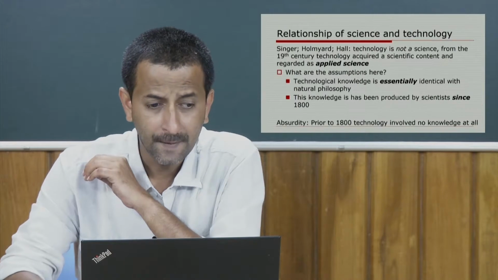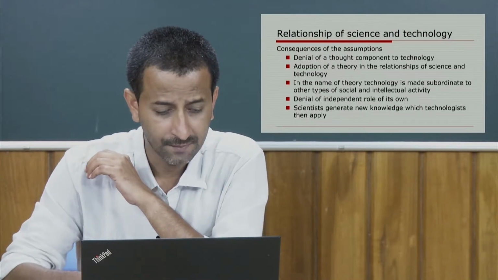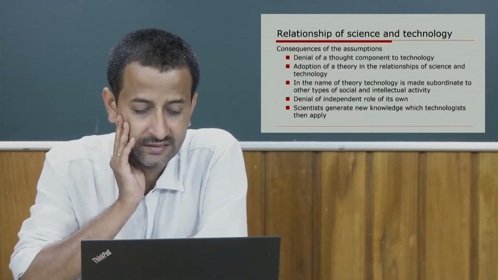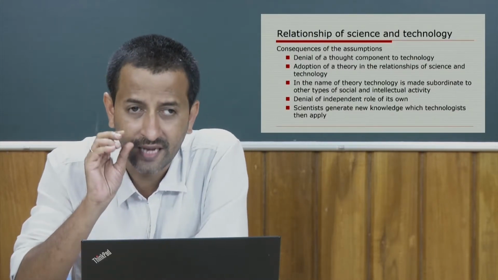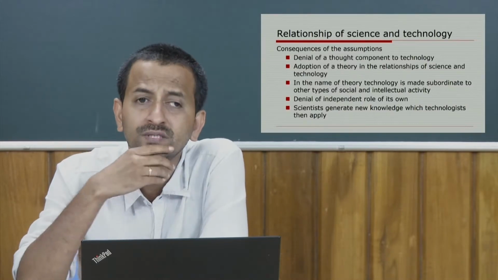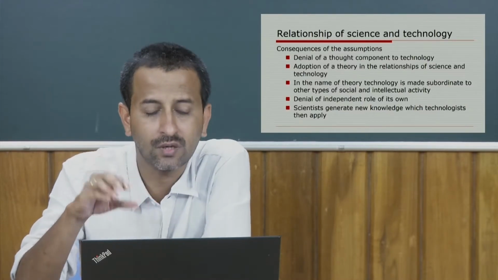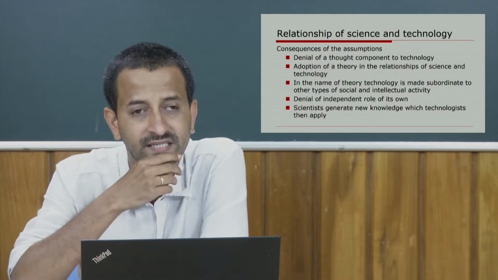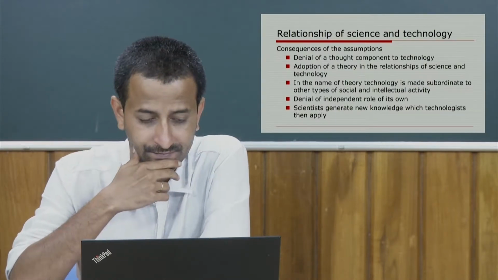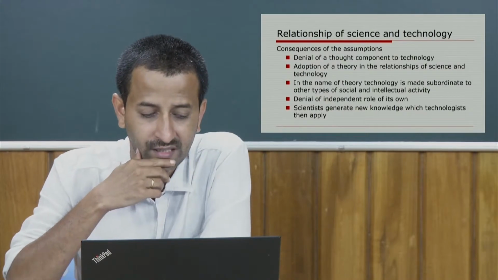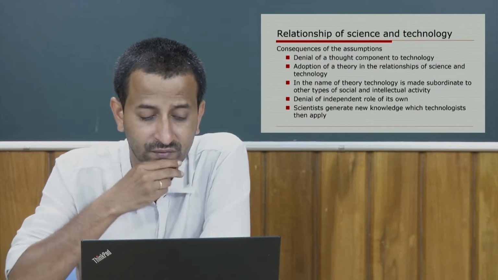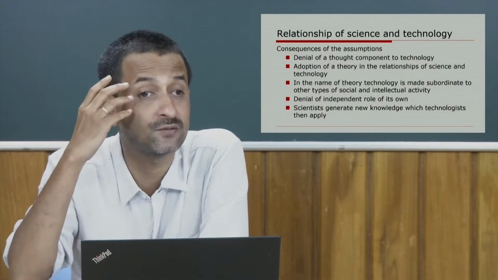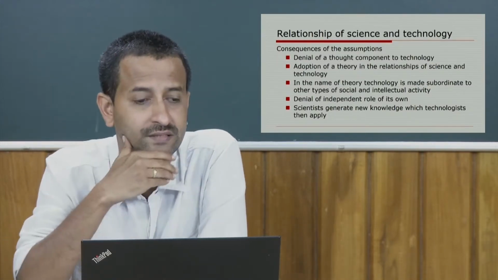Okay? But in either case, the net result is the same. In the name of a theory, technology is made subordinate to other types of social and intellectual activity and virtually denied an independent role of its own. In particular, both theories of history deny technology a significant component of thought, a significant component of the form of knowledge.